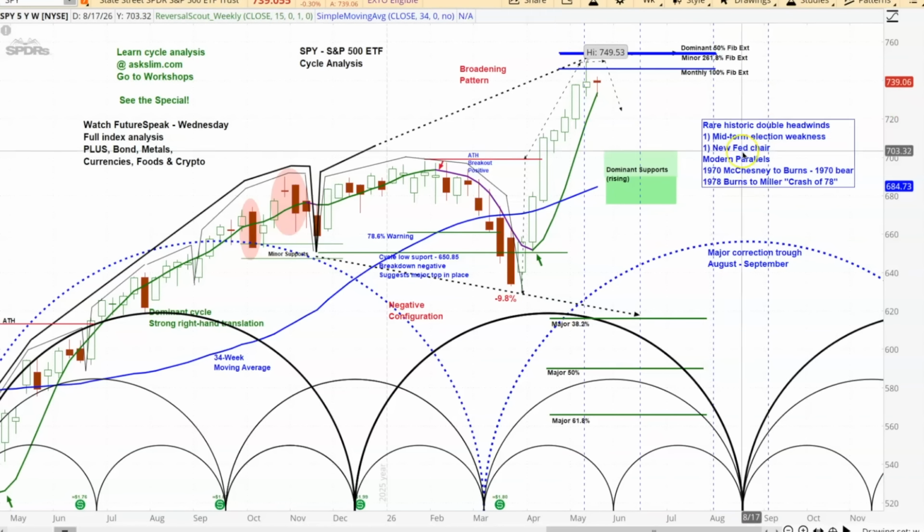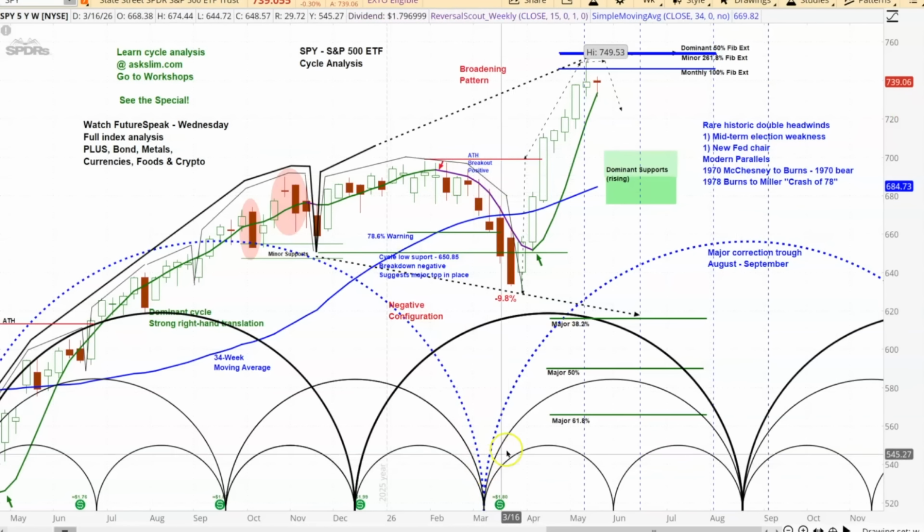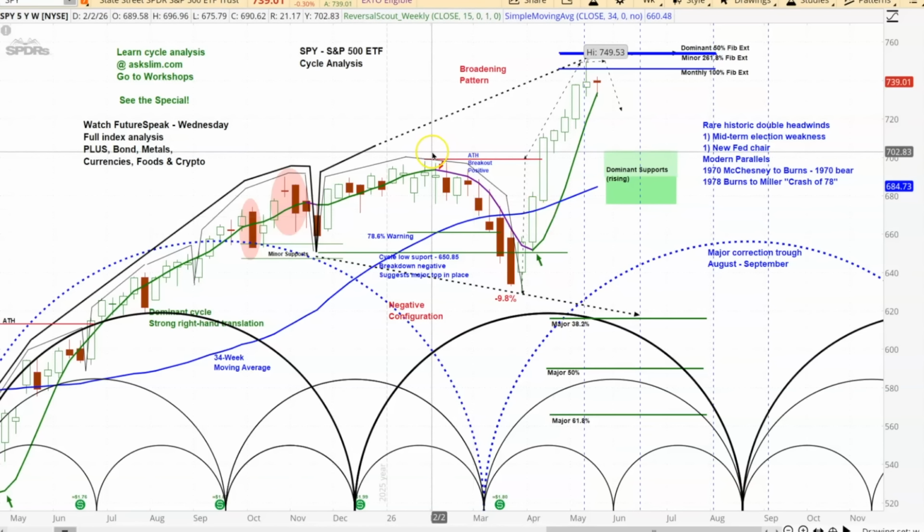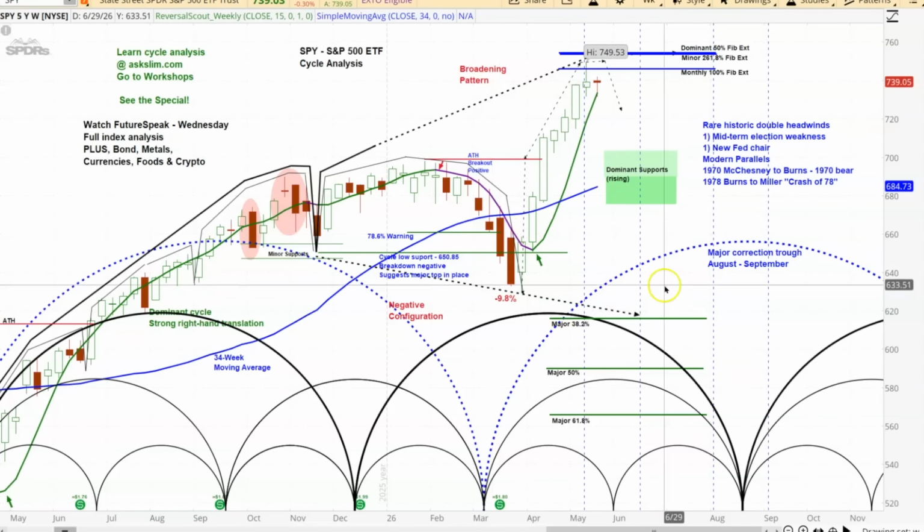So where are we right now? Well, we are in this rising phase on 3 different cycles that you can see going up. That gives you that strong upward push right there. And then you have the likelihood that this is a broadening pattern that is going to call for some kind of a peak made in here and then a corrective force.